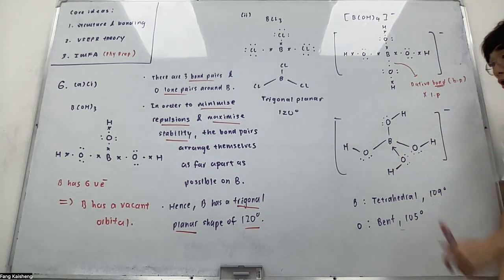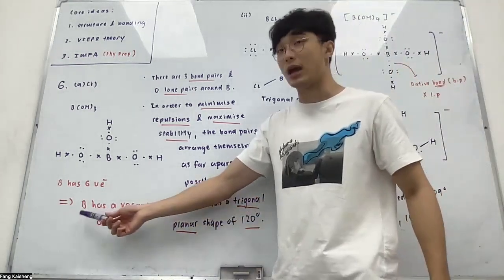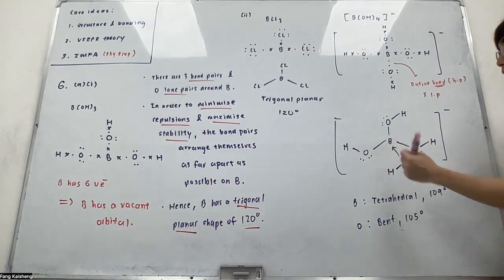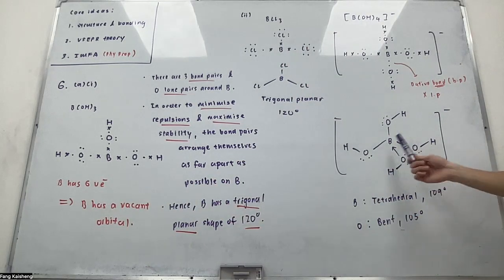Why can you donate to boron? Because earlier on we did mention this, right? Boron has a vacant orbital. So that's why it can accept the extra electrons from oxygen. That's why it's from O to B.